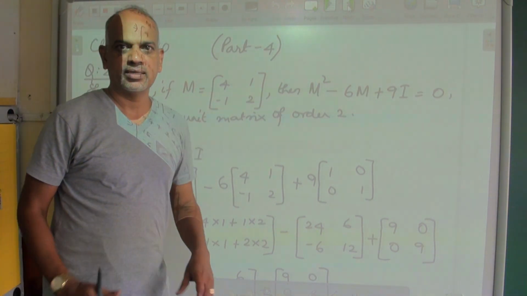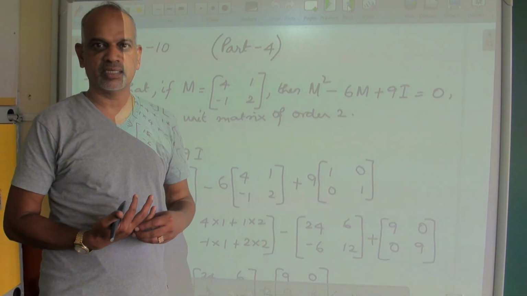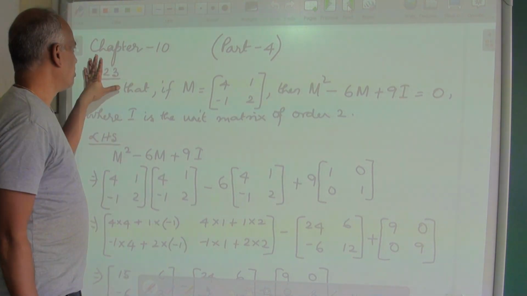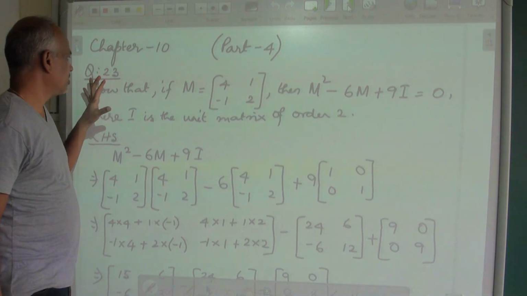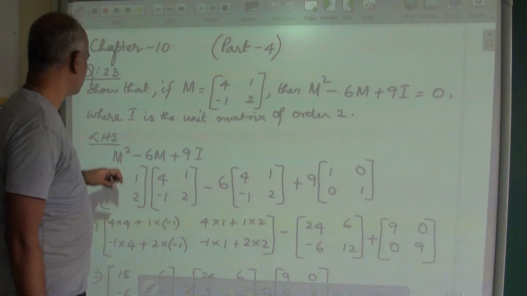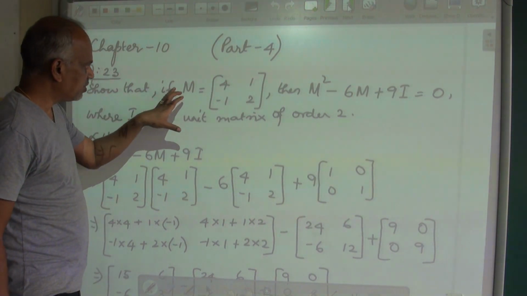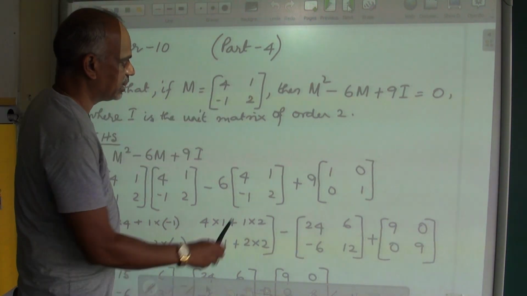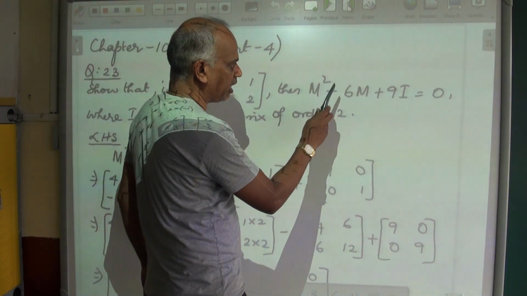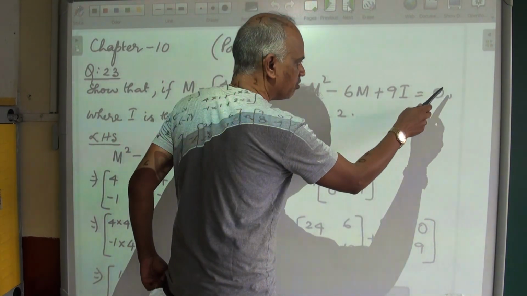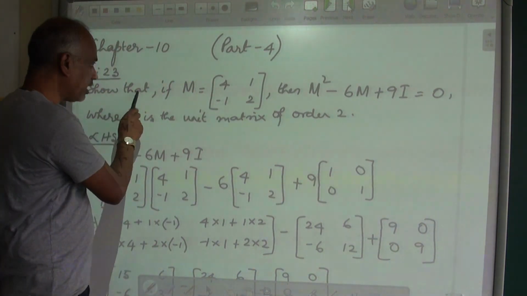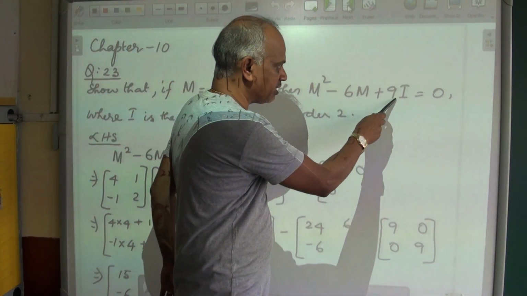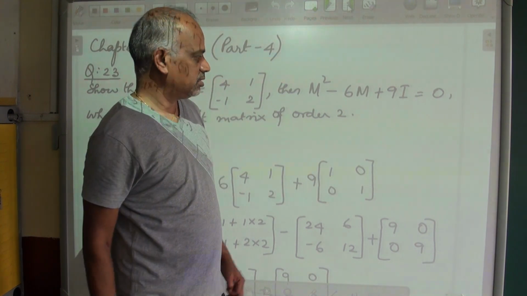This is the fourth part on the chapter on matrices. From exercise 10, you're going to do question number 23. Show that if M is this matrix, then M squared minus 6M plus 9I is equal to 0. You have to show that M squared minus 6M plus 9I is equal to 0.